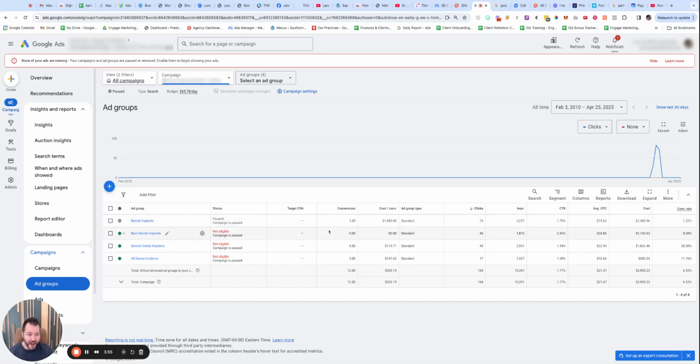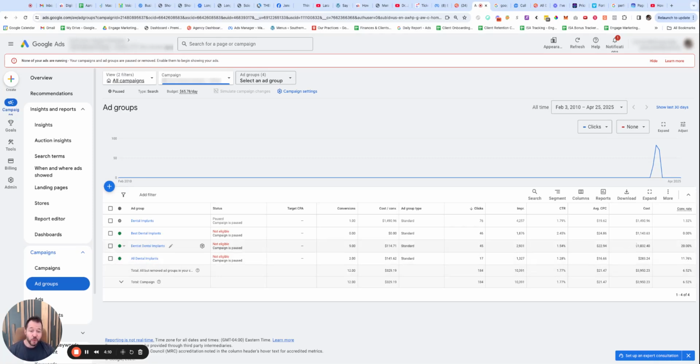And if we look at the other ad groups, the one just below it, this ad group spent $1,100, 0 conversions. The bottom ad group, $283 with 2 conversions, so $141 per conversion.